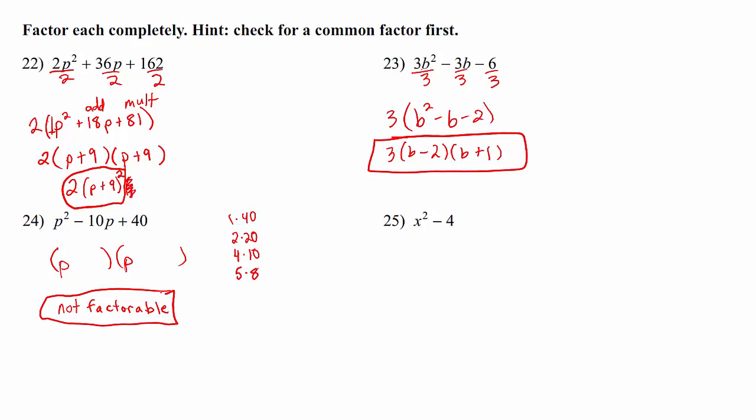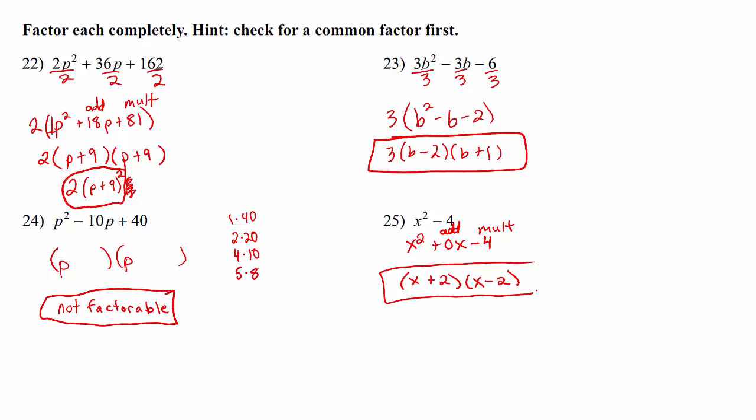On 25, we're missing that middle term. If we wanted to, we could rewrite this with the middle term, and that middle term would have a 0 in front, not a 1. A 1x would mean that they would have had to put it there. But we could think of it like there's a 0x, which means we're looking for what multiplies to get negative 4 and adds to get 0. What works for that is positive 2 and negative 2.